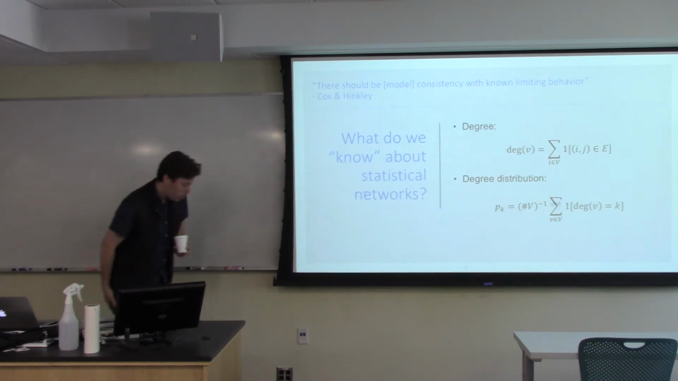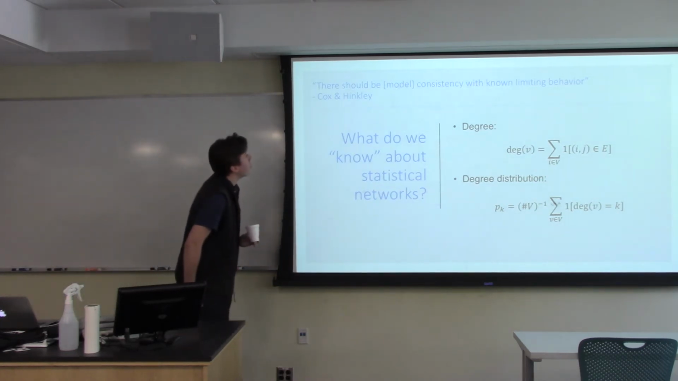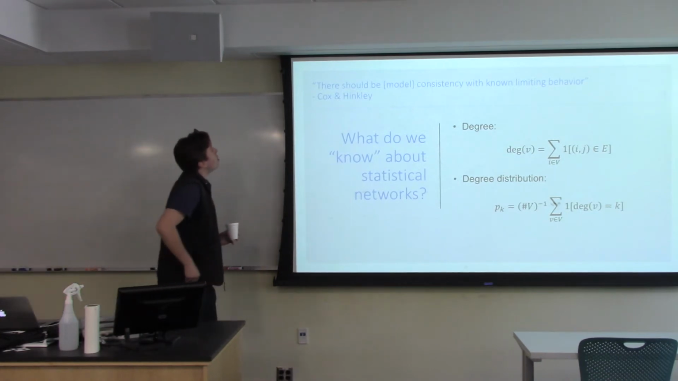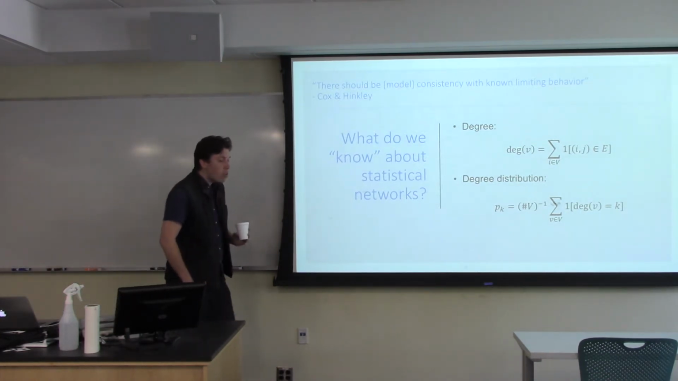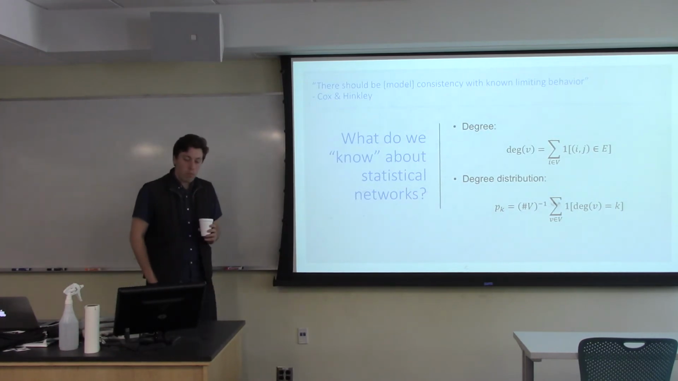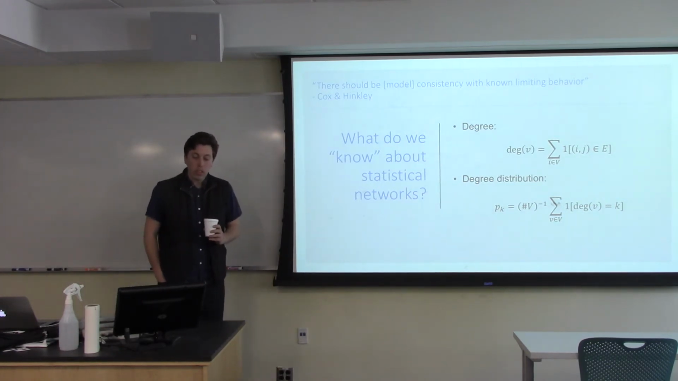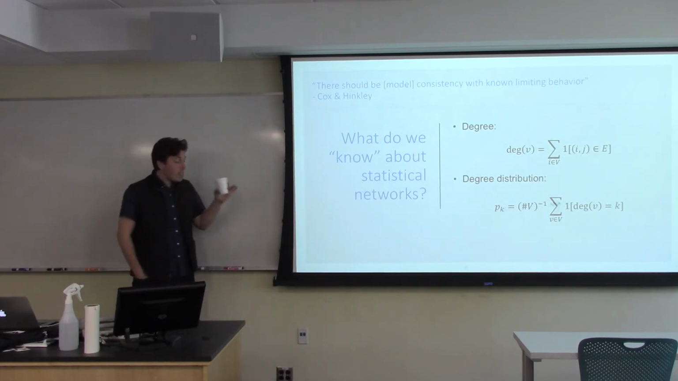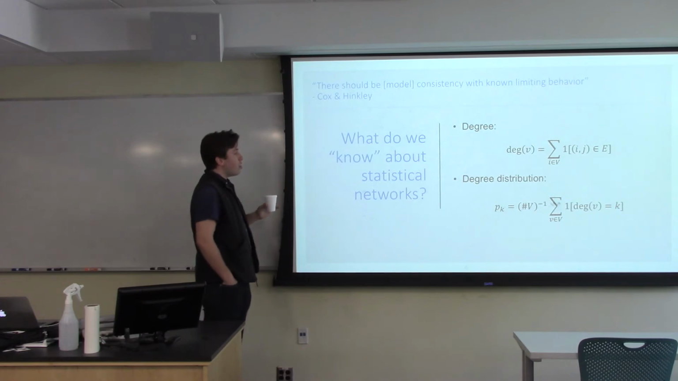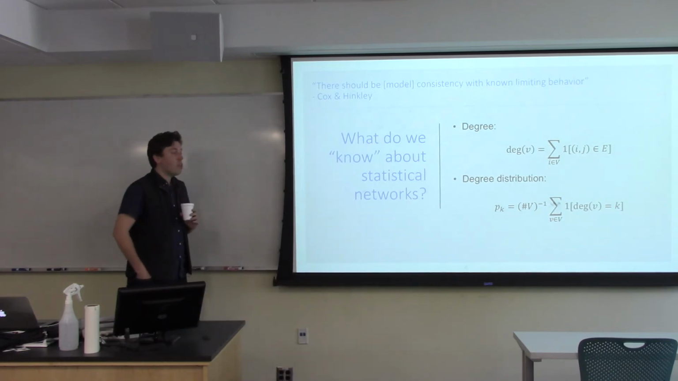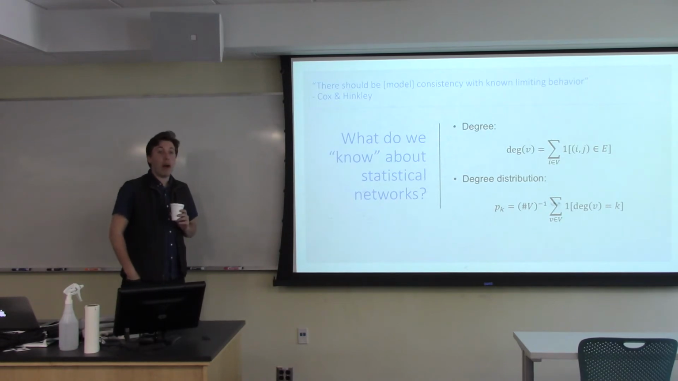Okay, so there's a phrase by Cox and Hinkley, a relatively old saying, that there should be model consistency with known limiting behavior. And the key here is that it's known limiting behavior. So what do we know about limiting behavior of statistical networks? This does not always need to be true, but in general, what Barabasi showed in, I think, a Nature paper, was that networks typically have power law degree distributions and have some level of sparsity.